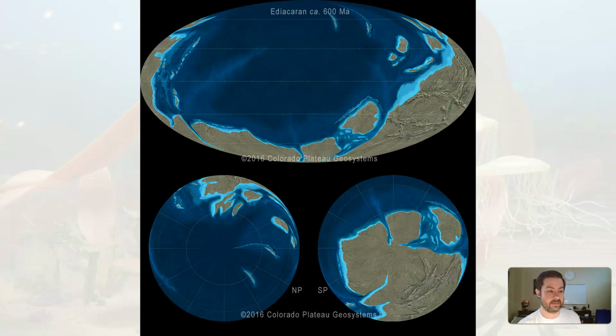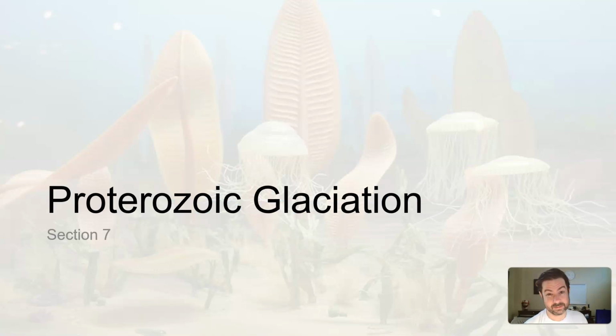But in any case, we'll get to glaciation in a later section. And in fact, there it is right there. So let's pause here. When we come back, let's talk about some glaciation during the Proterozoic. See you back here in just a second.